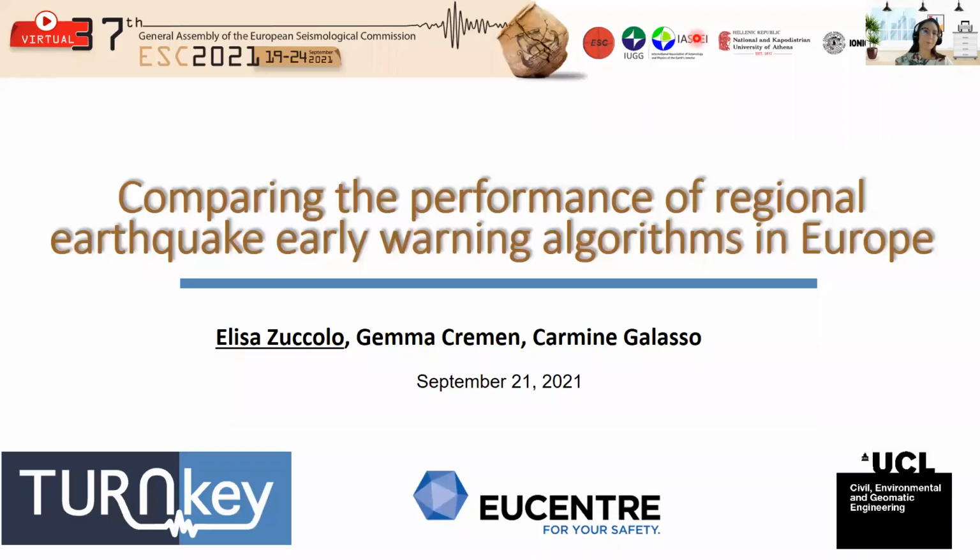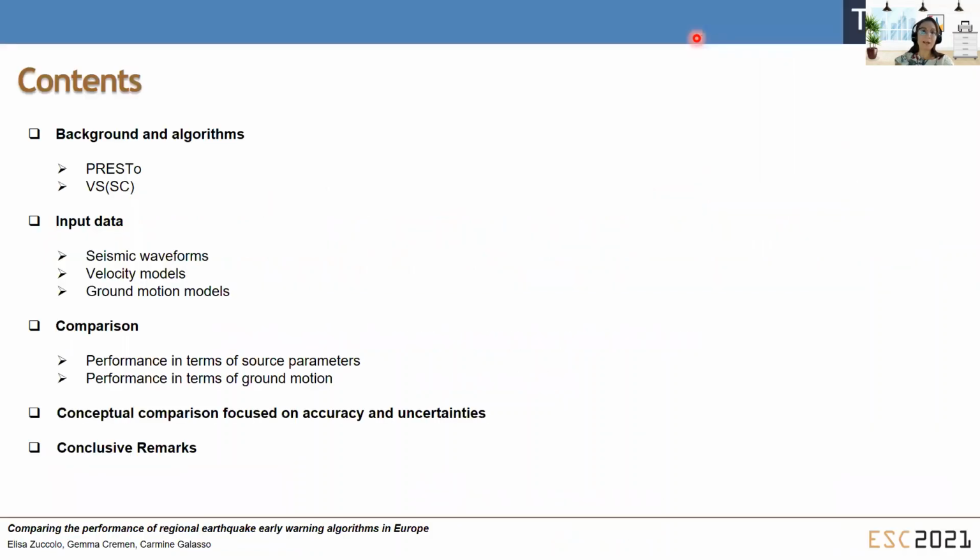Good morning. I am going to illustrate our study about the comparison of the performance of regional early warning algorithms in Europe that we performed in order to identify the best early warning algorithm to be used for the turnkey platform. In particular, I am going to introduce the study under two considered algorithms, the input data, the methodology adopted for the comparison, and the results obtained, to conclude with a brief overview on a companion theoretical study in which we focused on a particular aspect of the comparison.